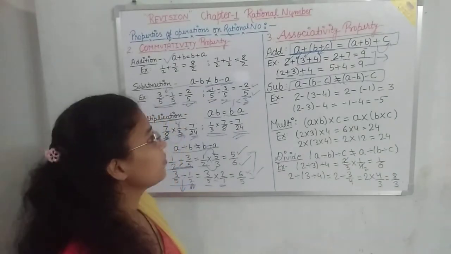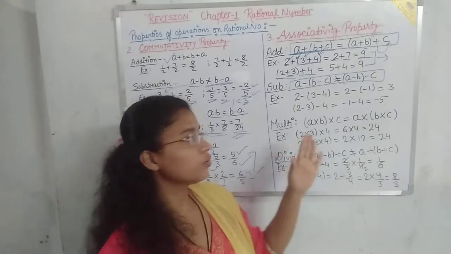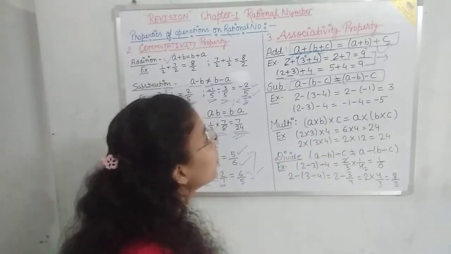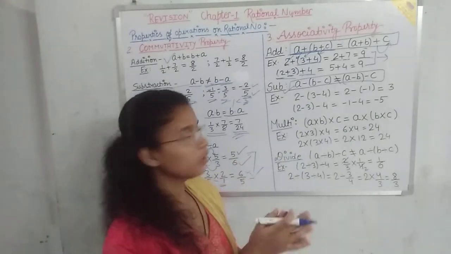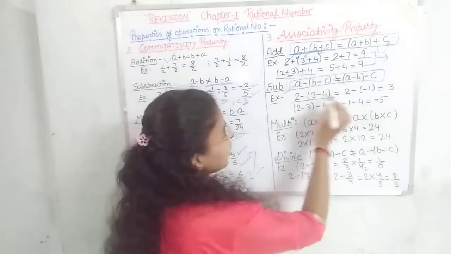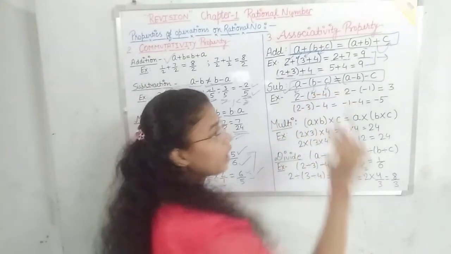How? Let's check it. Take the same example. A is equal to 2, b is equal to 3 and c is equal to 4. So first solve this left hand side. When you put all the values in it, you will get this line. In the place of a you write 2, in the place of b write 3, and in the place of c you write 4.